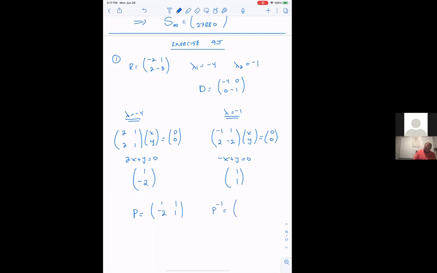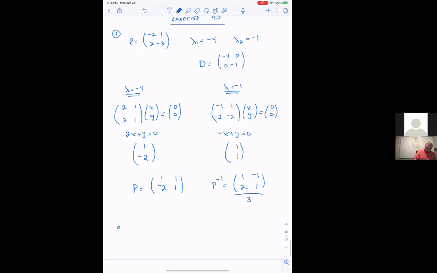And P inverse is flip those, negate those, and then divide by the determinant, which is 1 minus -2, 1 plus 2 is 3. Therefore, the original matrix R, -2, 1, 2, -3, is P D P inverse with the 1/3 that I threw in the front.